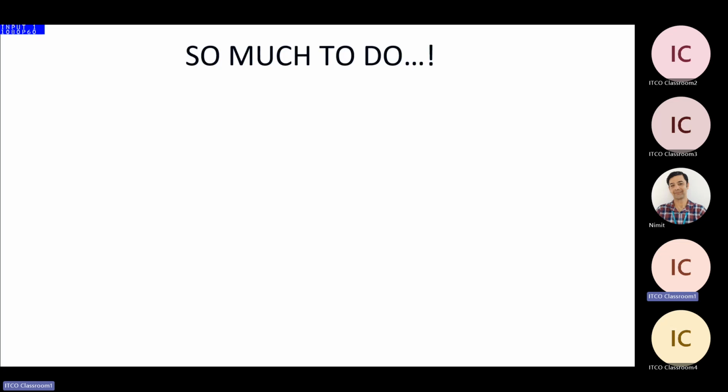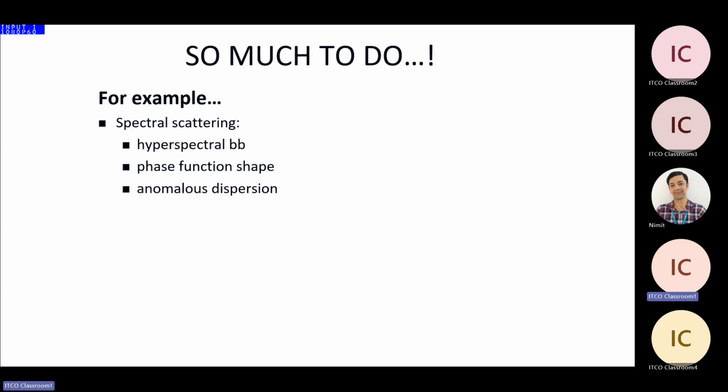So my summary slide, as I've been mentioning the whole way, there's a lot to do. For spectral scattering, the hyperspectral bb, we're just starting to make those measurements now. It's very exciting. We're starting to see consistent deviations from the simple power law assumptions that we've made spectrally for many, many years. So it's an exciting topic to get into. Then the phase function shape and how that varies spectrally. And then, as I mentioned, anomalous dispersion.